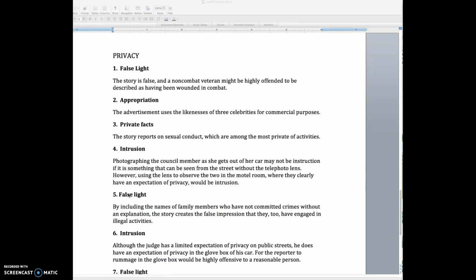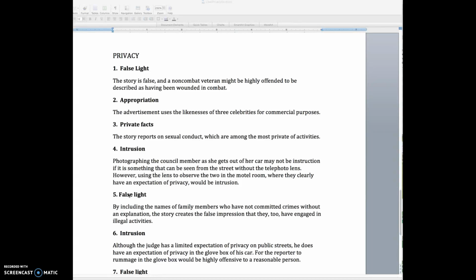And number 4, a newspaper reporter follows up on the story of the romantic affair between the council member and the business executive. The reporter follows the business executive to a motel. When she sees the council member arrive, she takes photographs of the council member getting out of her car in the motel parking lot. Although the reporter is some distance from the business executive's motel room, she is using a powerful telephoto lens that allows her to photograph the executive and the council member in their room. Well, this would be intrusion.